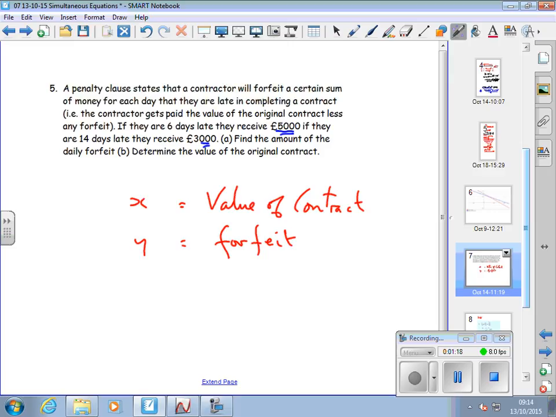So how can I make an equation out of this first one? X, which is the value of the contract, minus 6 lots of the forfeit equals 5,000. Yes. You see it. So now we can write down the second one. X minus 14y equals 3,000.